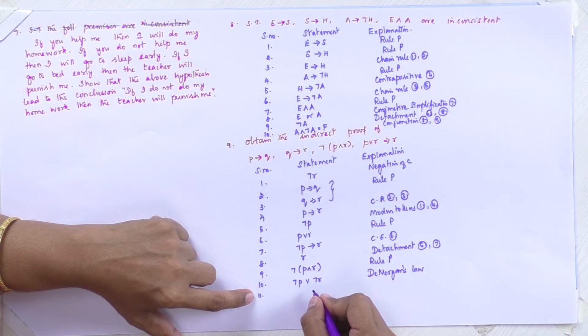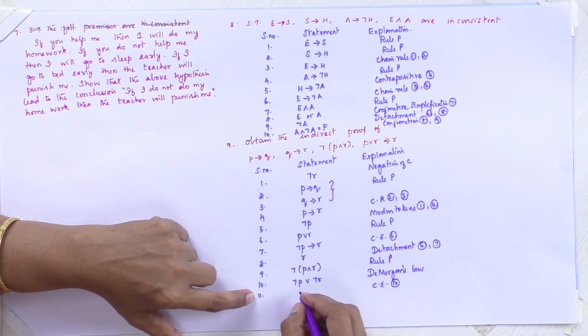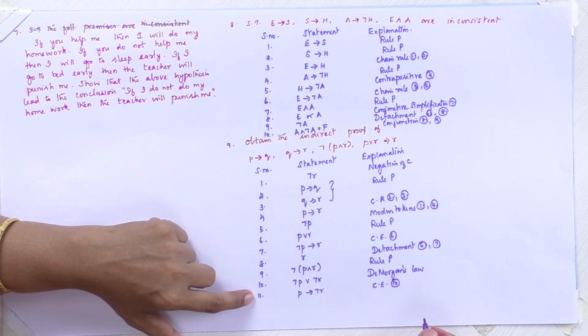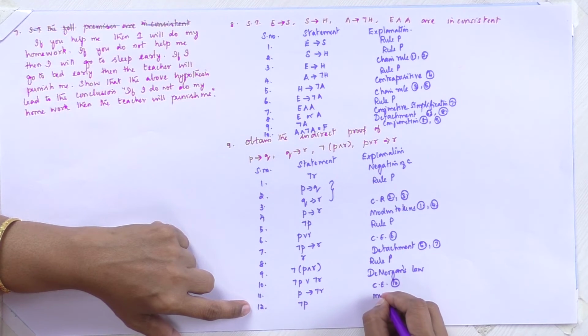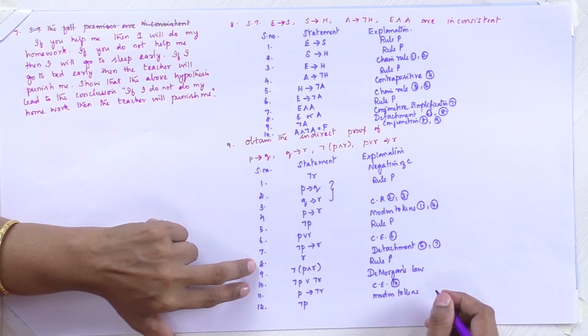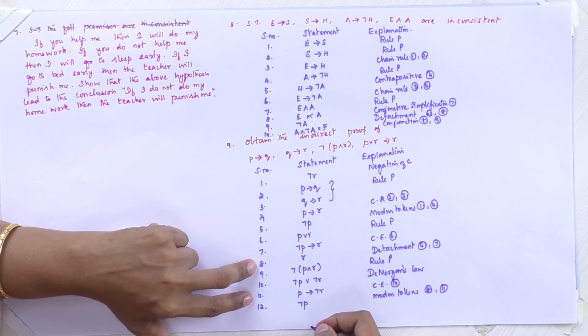So what is that suitable law? Again we can go for conditional equivalence. So conditional equivalence, if you go, you get P conditional negation R. Now if you look at this, what do you get for these two? If I apply modus tollens on 8 and 11, I get it to be negation P.